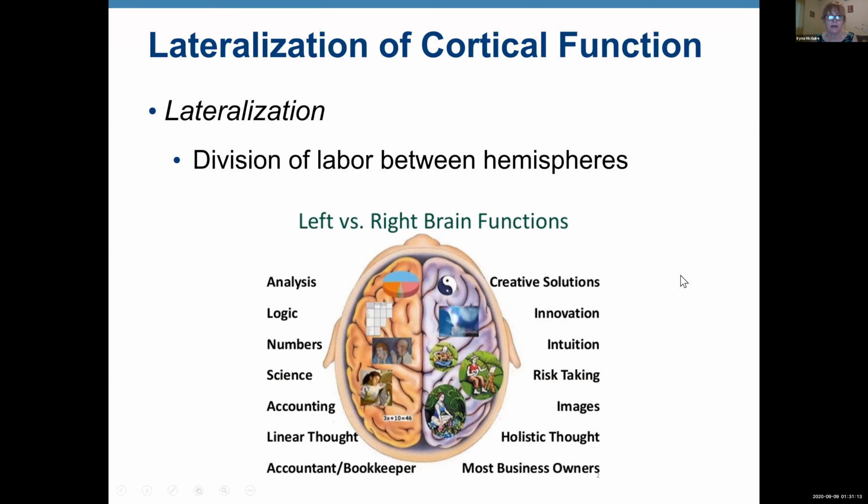Also, we tend to put different functions in different hemispheres, and it's called lateralization. It's a division of labor between hemispheres, but of course it's flexible because there is constant connection between hemispheres. Usually the left hemisphere is responsible for analysis, logic, numbers, science, accounting, linear thoughts, and the right hemisphere for creative solutions, innovation, intuition, risk-taking, imaging, holistic thoughts. All right, so that's this division of the labor, but again, it's flexible.